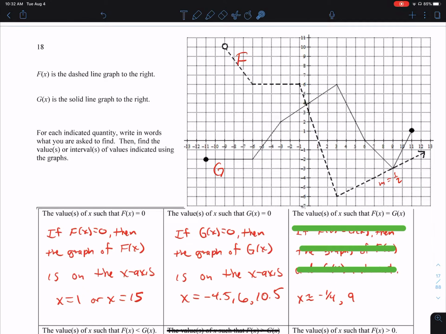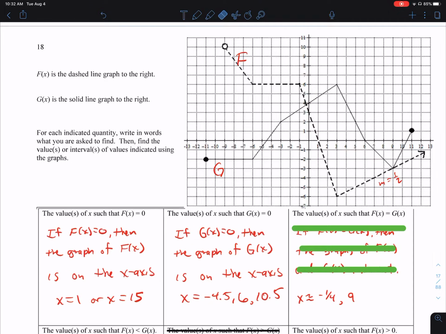Now we could figure out that that's exactly -4.5 by using this slope. This slope here is up 1, 2, 3, 4, and to the right 1, 2, 3. So it's up 4 and to the right 3. We could calculate this for sure. And similarly here, we could calculate that for sure.